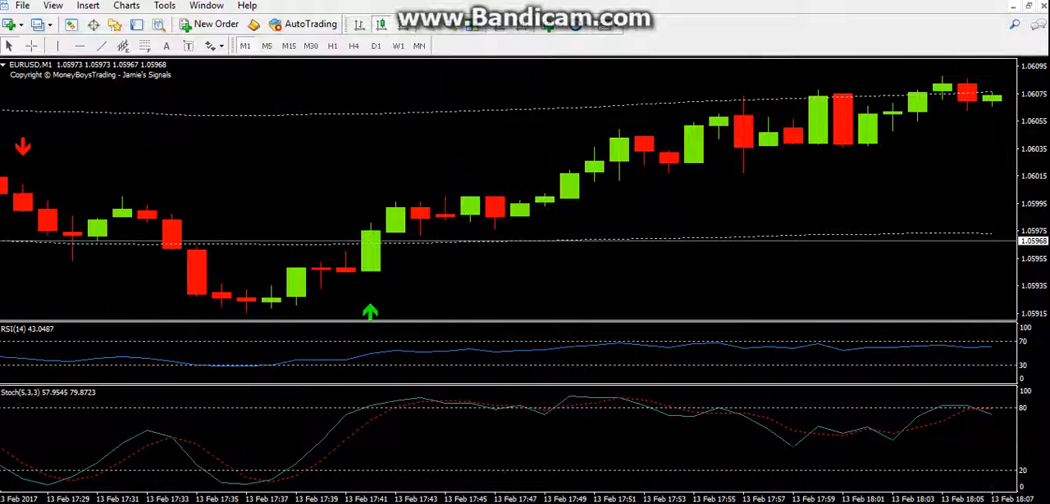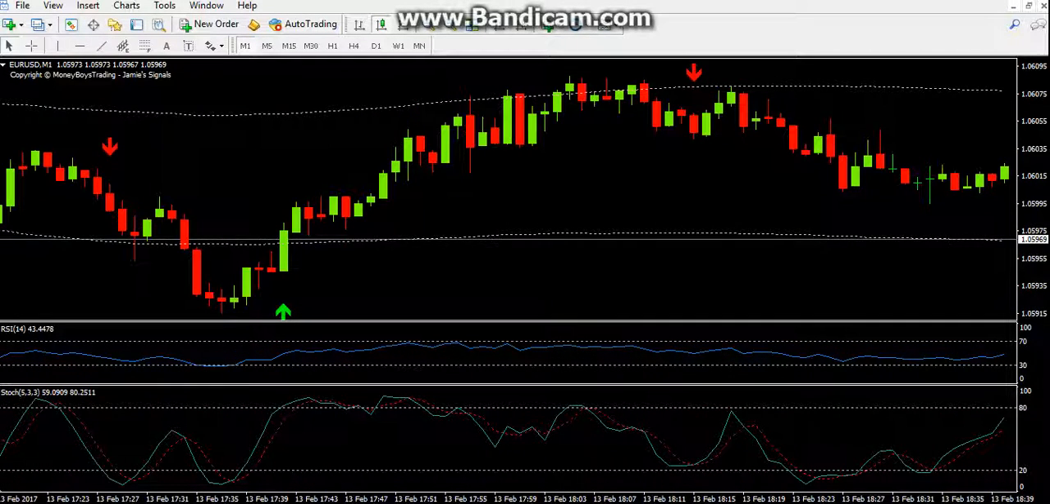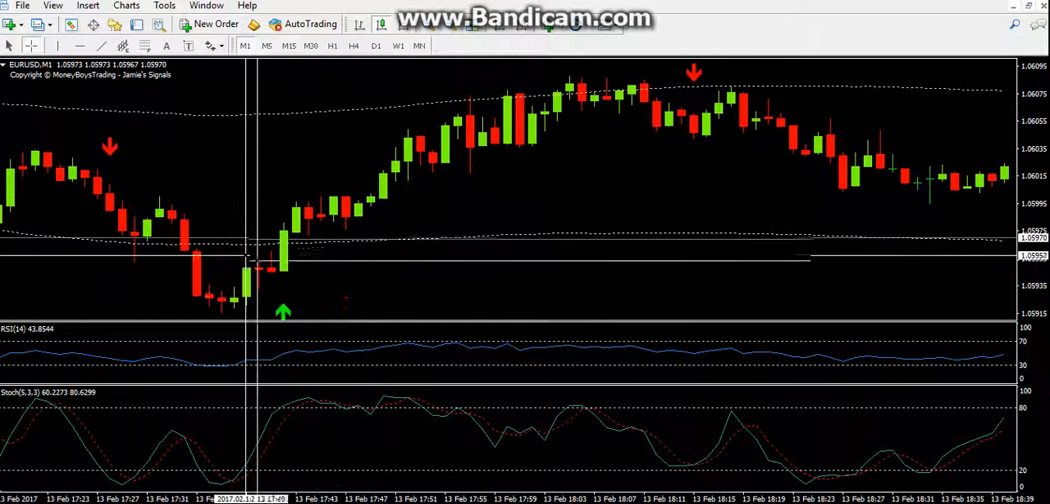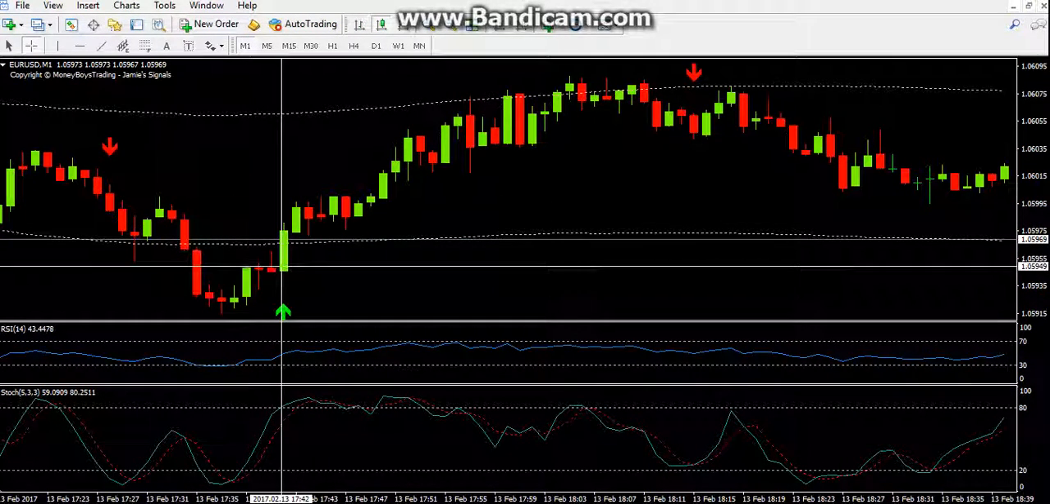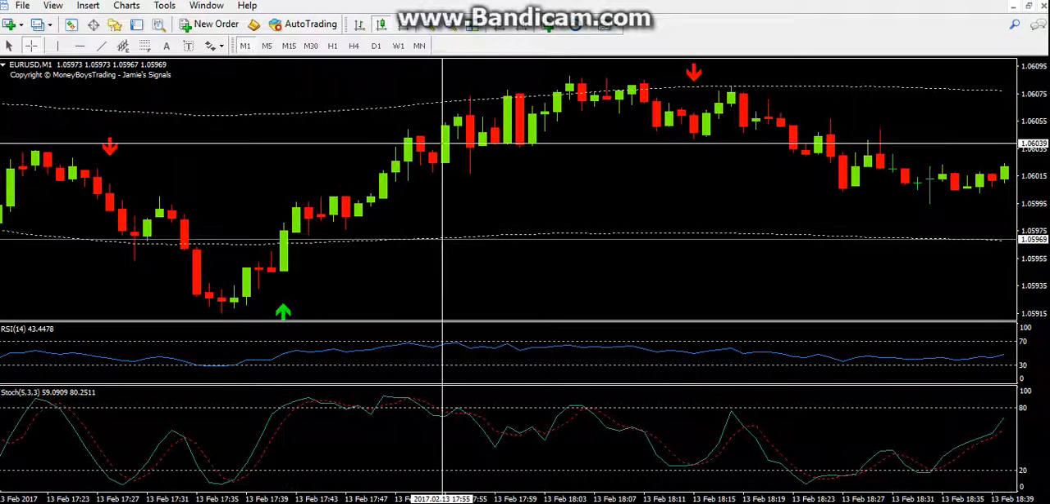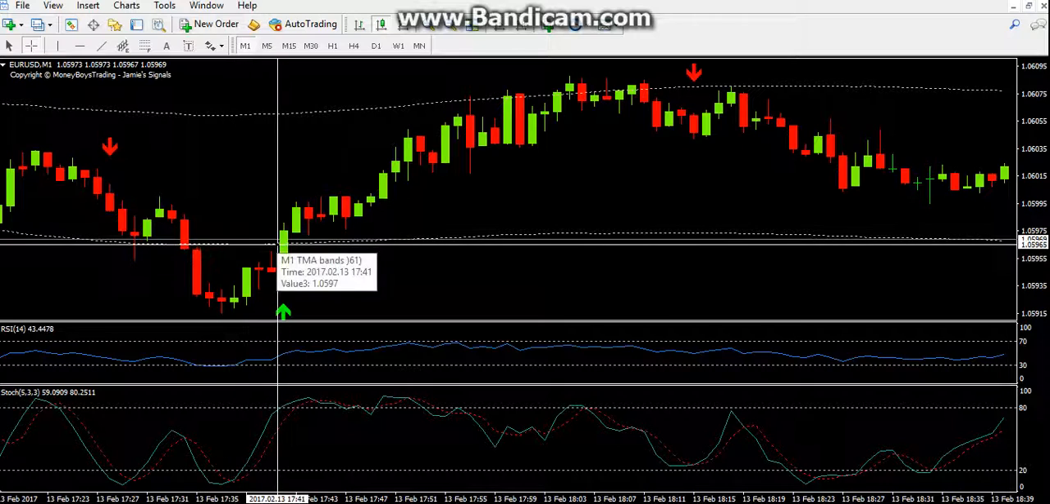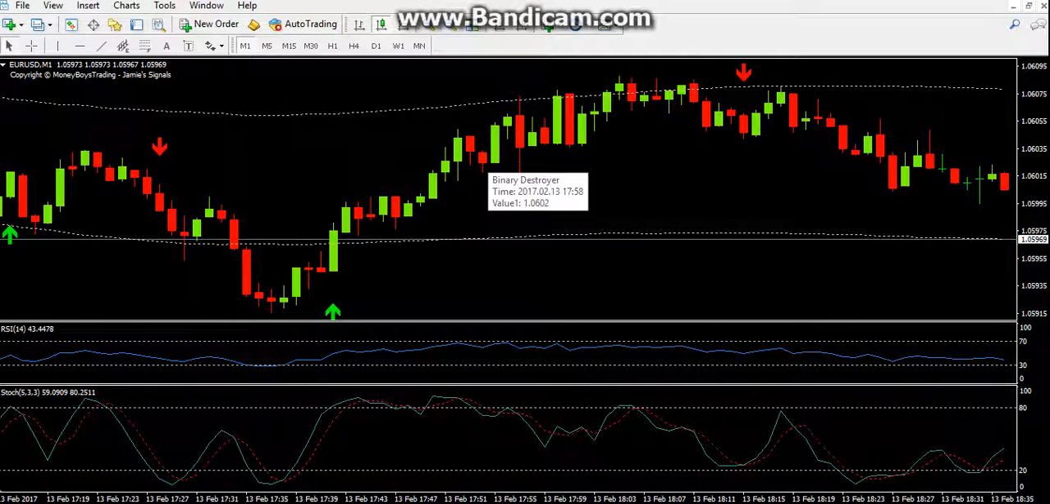In fact, I always say the perfect entries with the indicator is when the arrow appears when the price is still outside the lines. Those are pretty much going to be winners. I mean, as you can see here, deep in the money. So yeah, I mean, that's it.